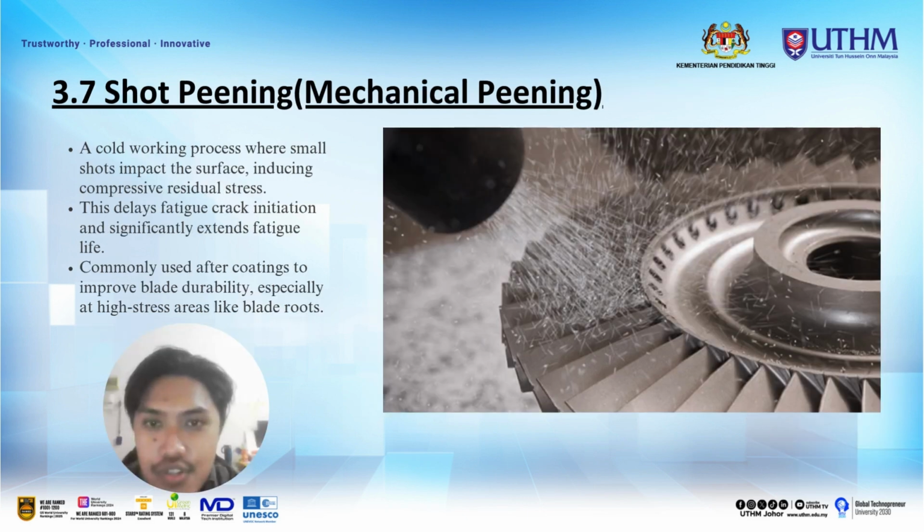The next one is shot peening, a mechanical cold-working process where small shots impact the surface, inducing compressive residual stress. This delays fatigue crack initiation and significantly extends fatigue life, and it is commonly used after coatings to improve blade durability, especially under high blade loads.